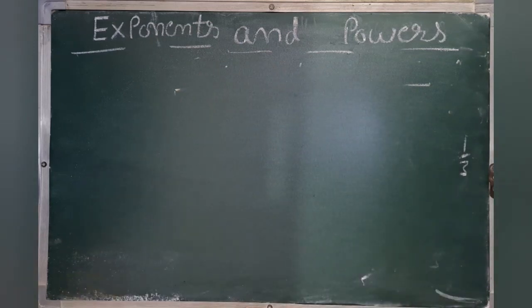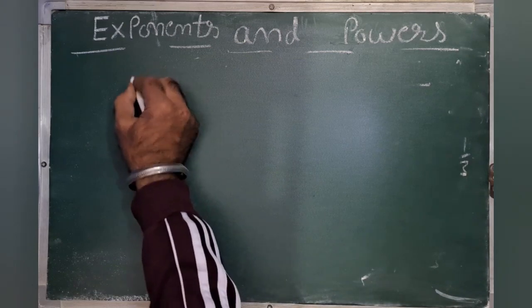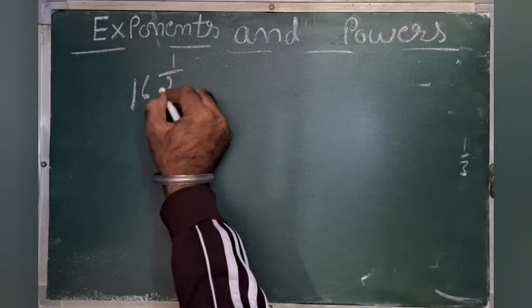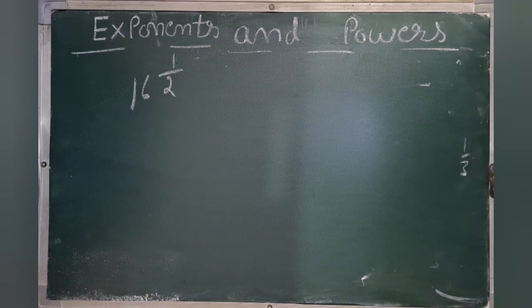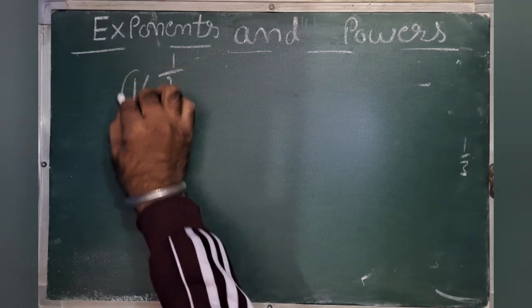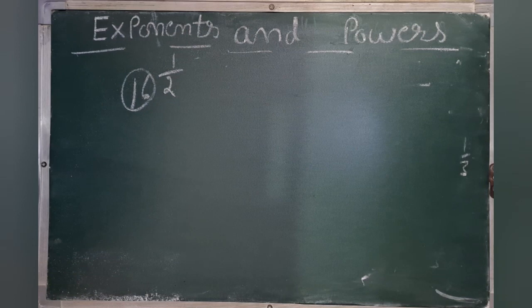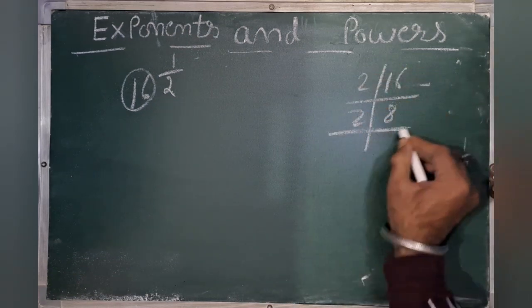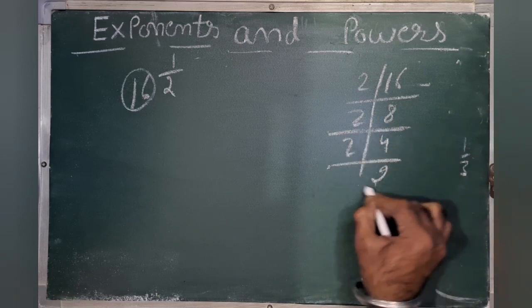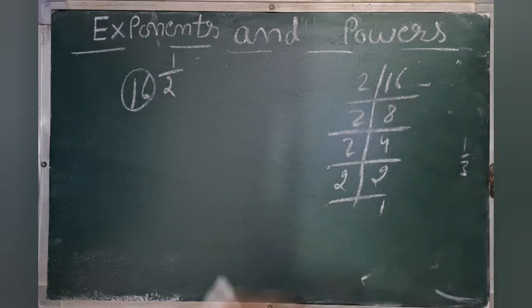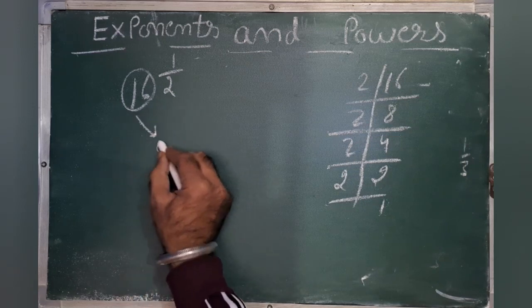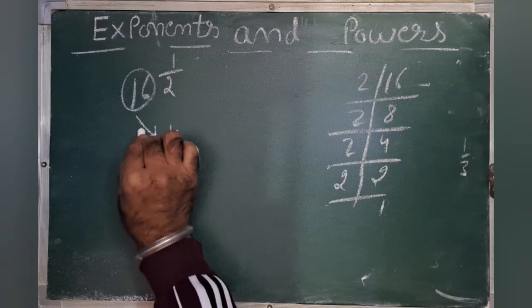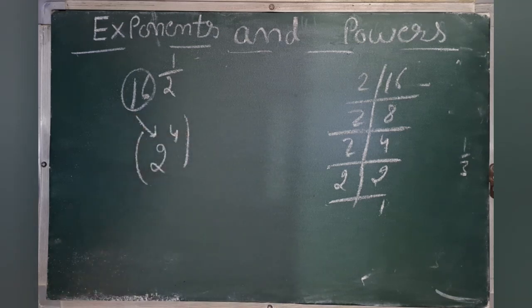Okay. Now let's suppose again we take this example, 16 power 1 by 2. How do we solve this? How do we find the answer for this? There are two methods to solve. What are the factors of 16? 2 eights are 16, and 2 fours are 8, then 2. So 2 multiply 2 multiply 2 multiply 2, 2 appears 4 times. So we can write 16 as 2 power 4, and the whole power is 1 by 2.